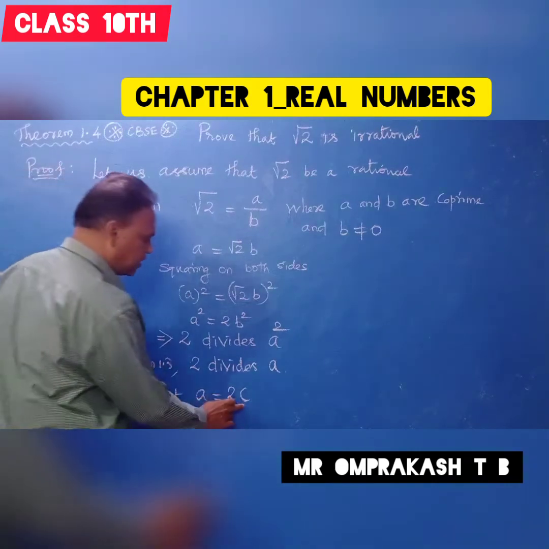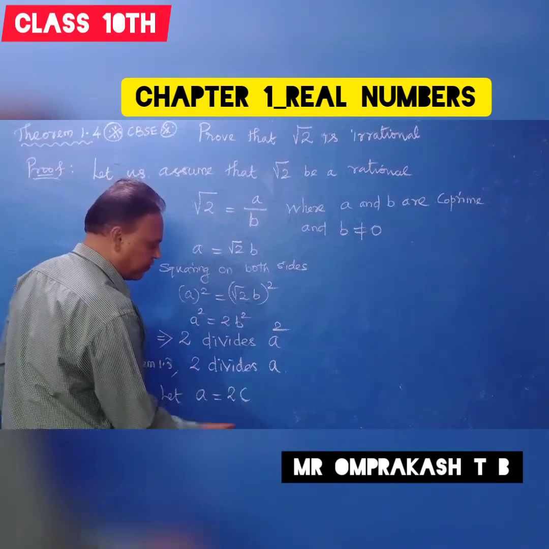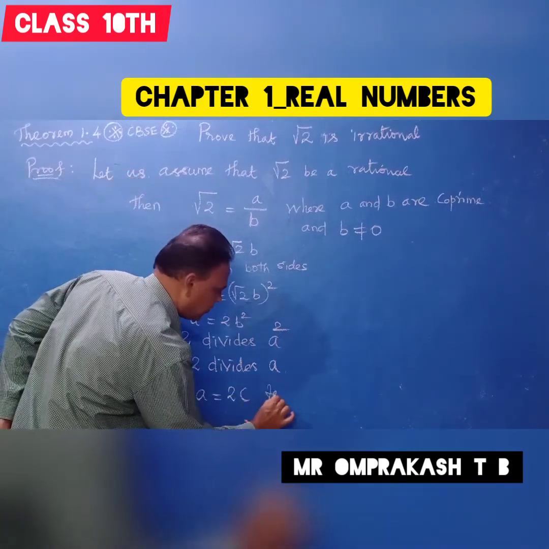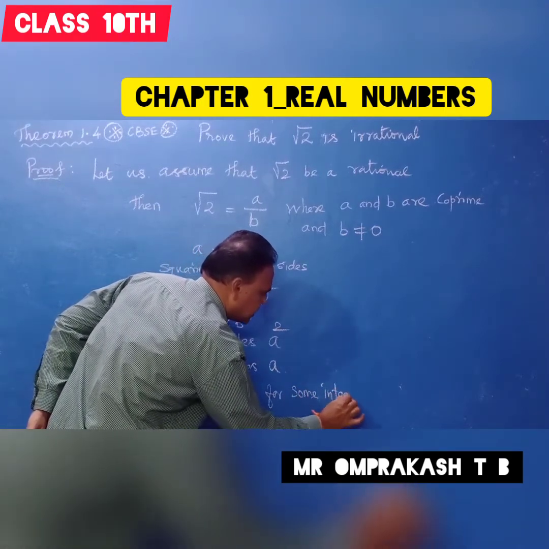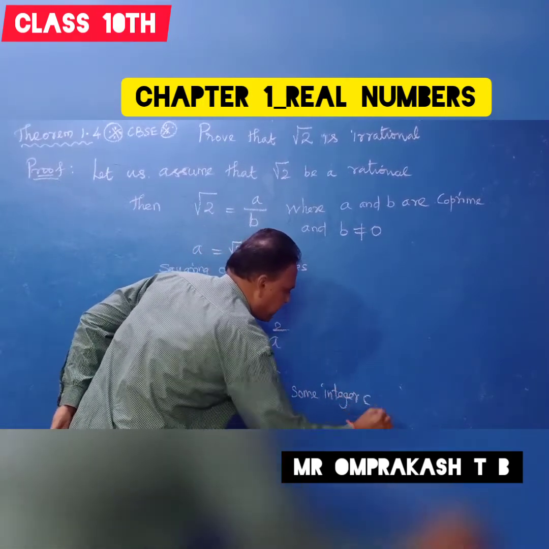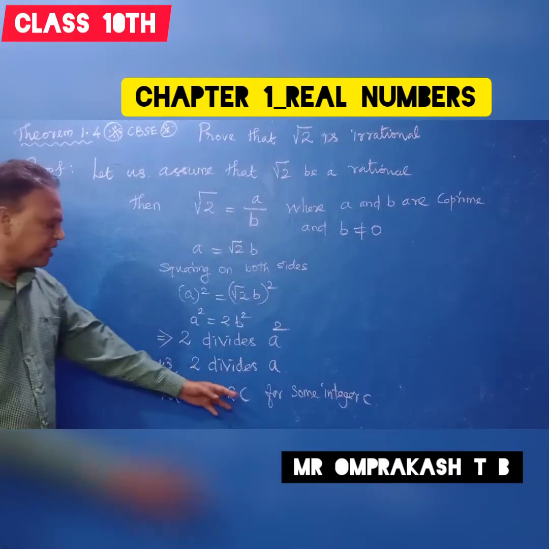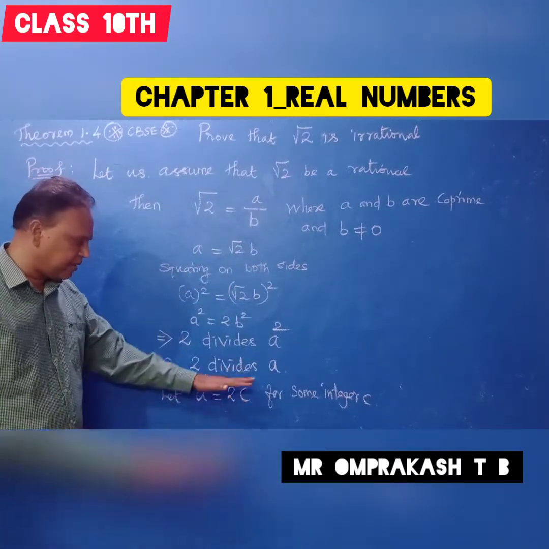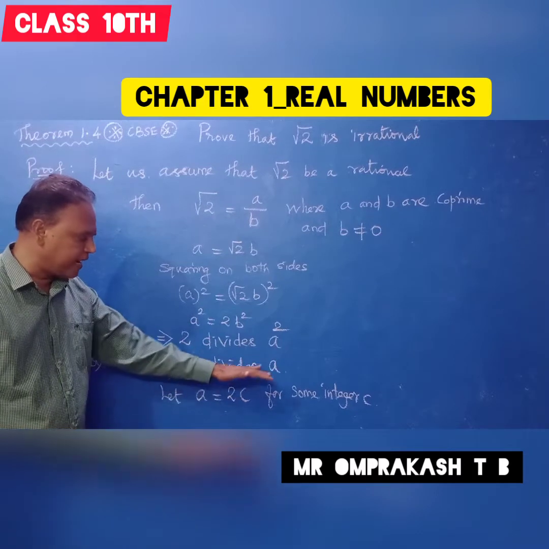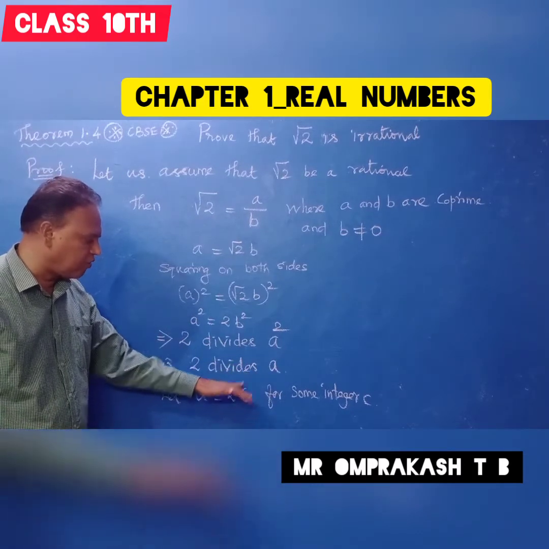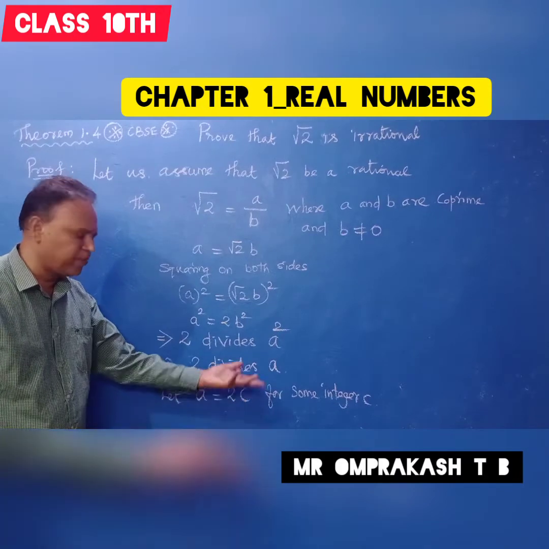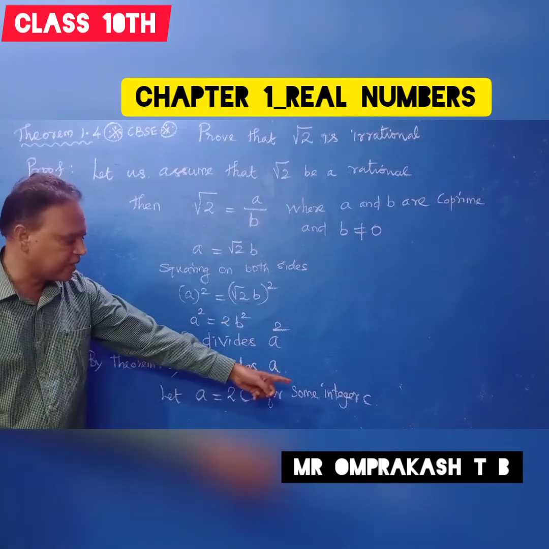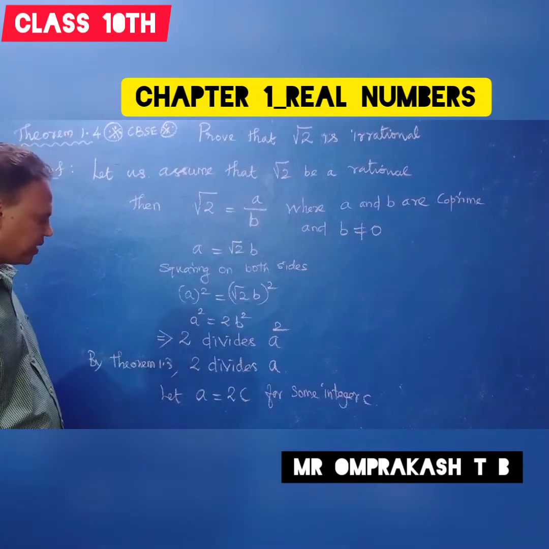You write for some integer c. Clear? You can take any integer here, because 2 divides a means 2 is a factor of a. That means we can take some numbers into it. That's why it is written as some integer c. Clear?